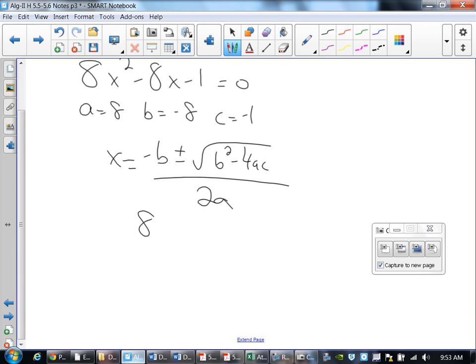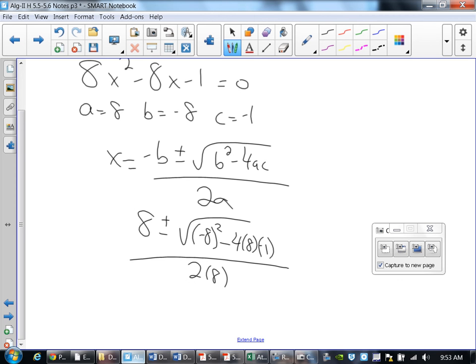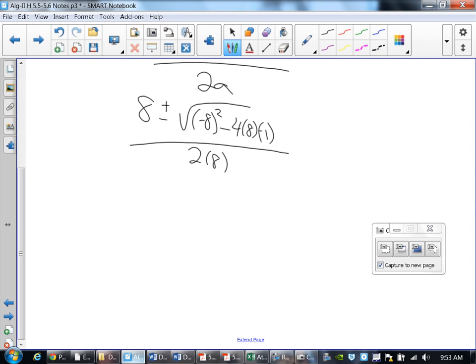Opposite of negative 8 is 8 plus or minus square root, negative 8 squared minus 4 times 8 times negative 1, all over 2 times 8. If I write 8 squared, that's fine. Doesn't matter at all. If I didn't use the quadratic formula, the directions said to use the quadratic formula. I missed that. Should I just not turn in the sheet since I probably did it all wrong?